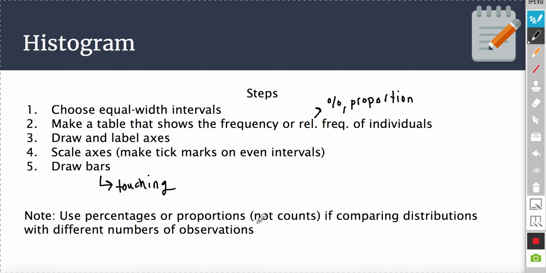All right. Note, if you do use percentages or proportions instead of counts, you want to do that if you're comparing distributions with different numbers of observations. Sometimes it makes sense to have histograms side by side. Well, in those situations, if you have some survey that had 200 people and you had some survey that had only 40 people, the bars are not going to be a straightforward comparison if you just compare counts. So in that situation, you probably want to use percentages or proportions if you have different sizes of data. Your sample sizes may be different in different experiments or surveys or whatever. Otherwise, the bar lengths, if you just compare counts, will be radically different.